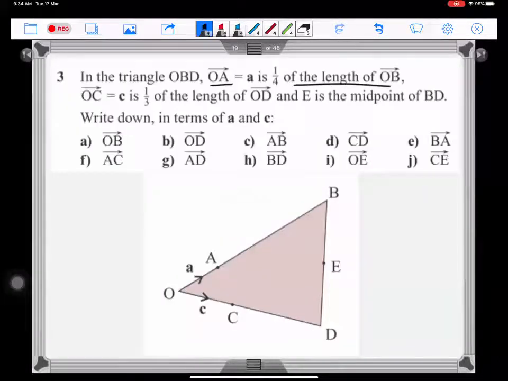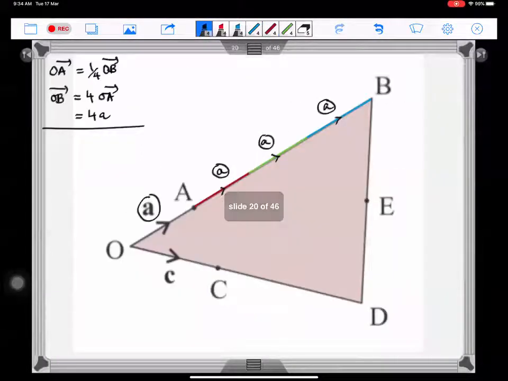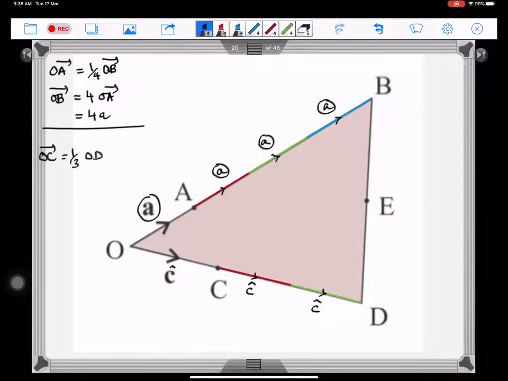Similarly, it says OC is C, is 1/3 the length of OD. So therefore, this is another C, and that's another C. So this is C, this is C, this is C, 1C, 2C, 3C. OC is 1/3 of OD. In other words, OD is 3OC, that is 3 times C. So OD is the full 3C.